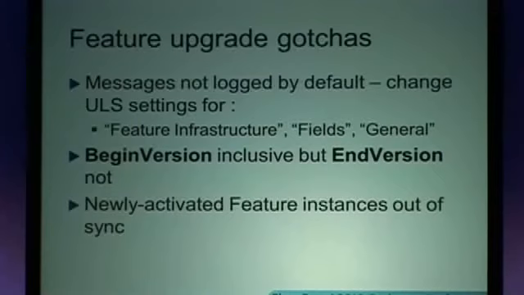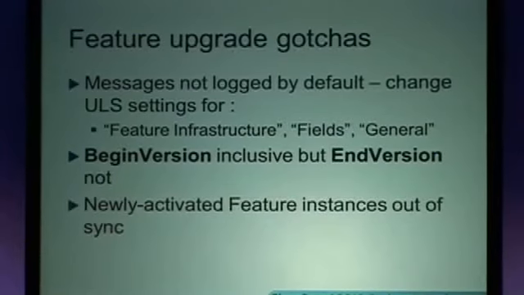Tricky one to think about. What happens if, in some features, you do lots of upgrades, you start off at version 0.0.0.0, and then you end up at 4.0.0.0? What happens if you activate that feature that's at 4.0.0.0 directly for the first time on a new site? Your upgrade stuff won't have run.